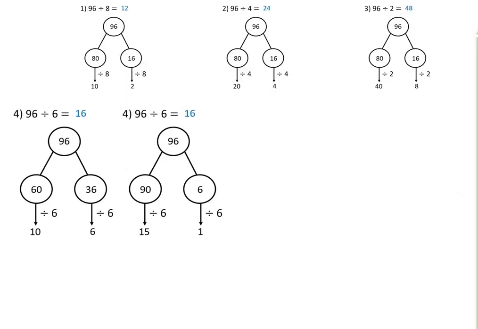For question 4, you could have done it 2 ways. You could have partitioned 96 into 60 and 36, or you could have gone straight for 90 and 6. How did you do?